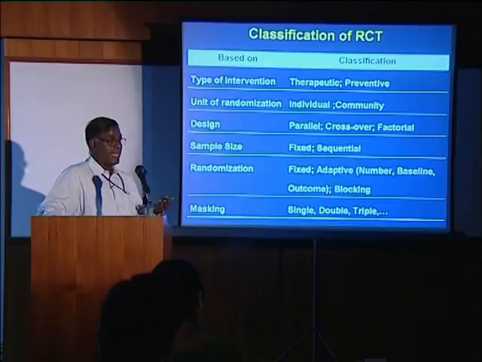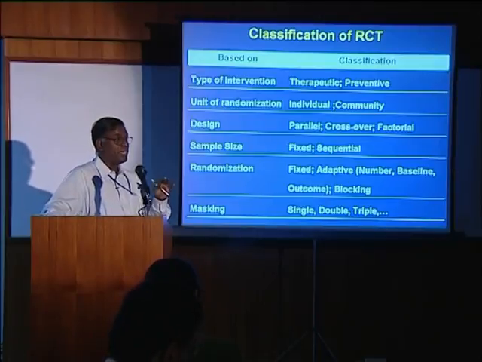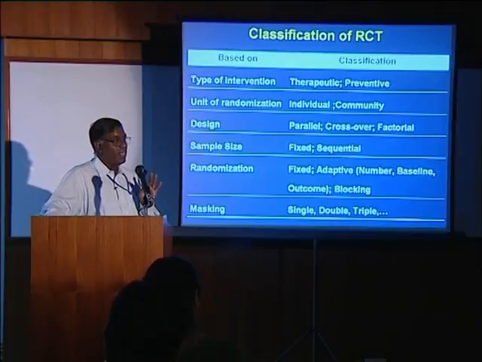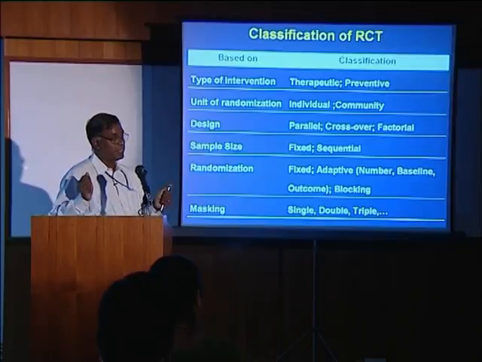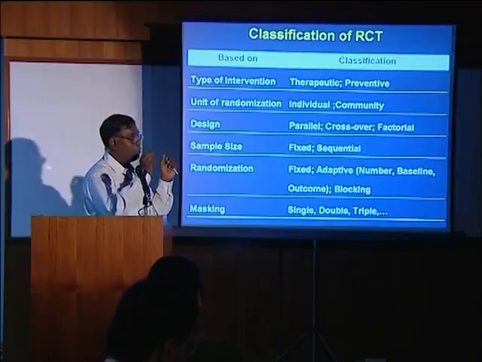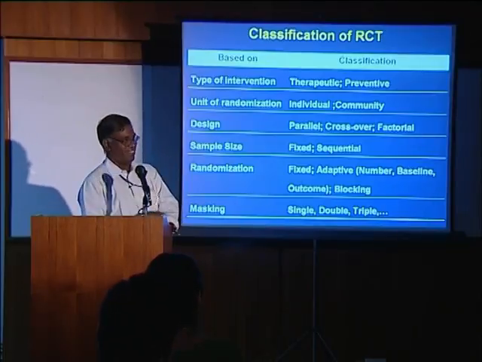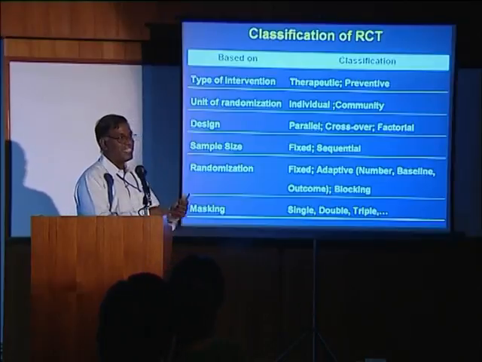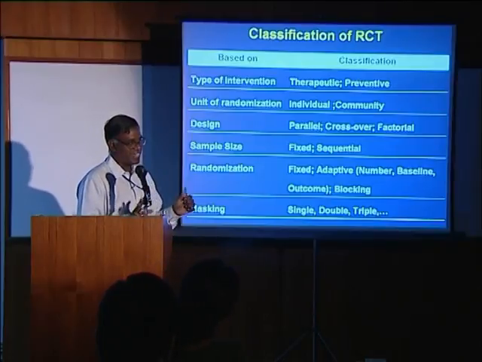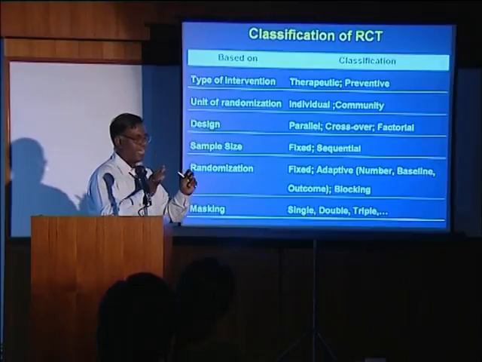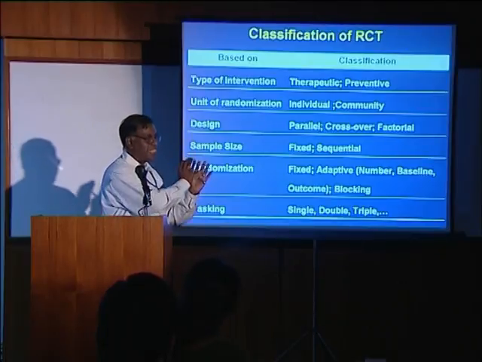And there are triple blind trials. Even the statistician who analyzes does not know. It is coded and the decoding is done only after the analysis. All the analysis he will be doing is drug A, drug B. You will not know whether drug A is the test drug or drug B is the test drug. At the end he will say drug A efficacy is this much, drug B efficacy is this much, and drug A is statistically significant compared to drug B.